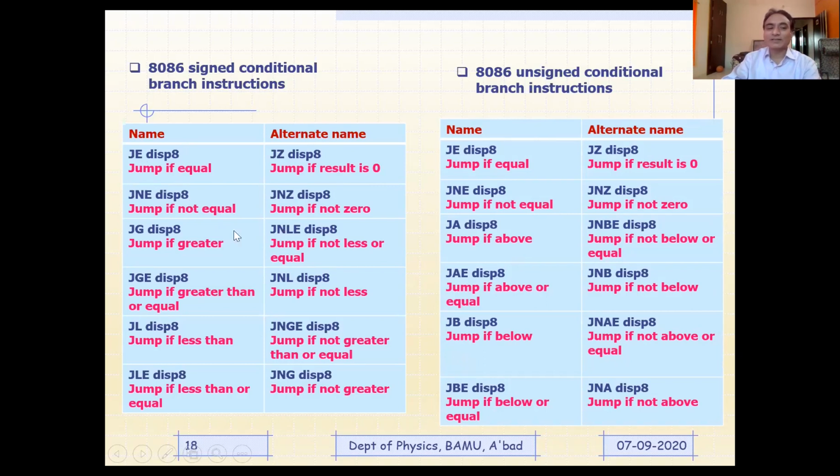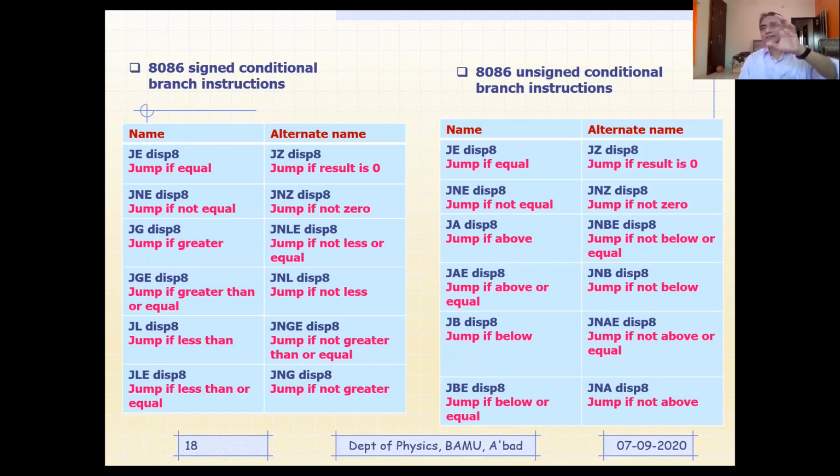JNE is going to be the same, but JG is going to be, as far as sign numbers are concerned, jump if greater, because one could be a positive number and the other could be a negative number. But if it is an unsigned number, we are not going to have positive or negative numbers. Either it could be smaller or bigger, right? Jump if above.